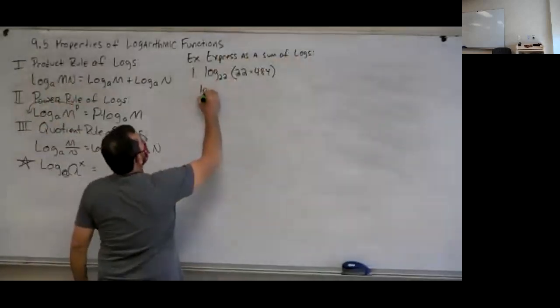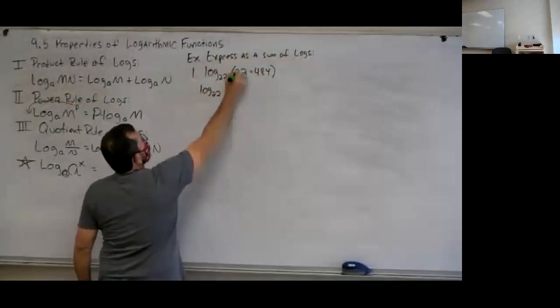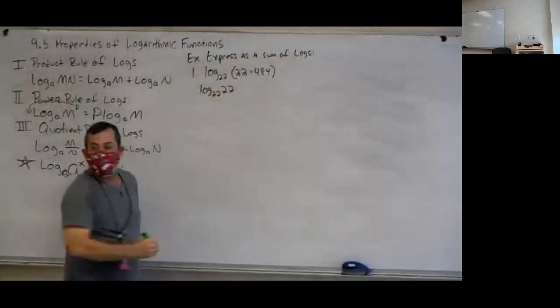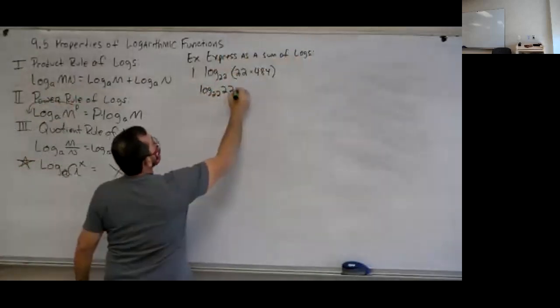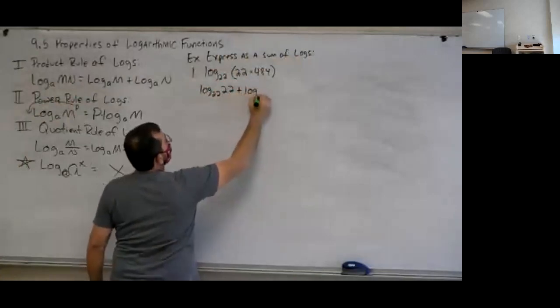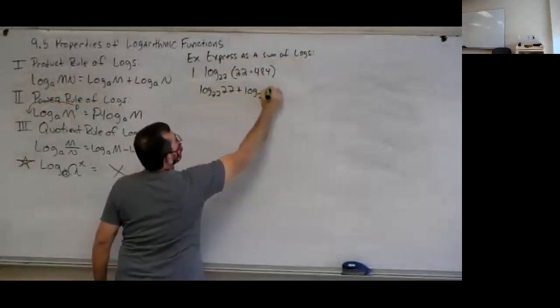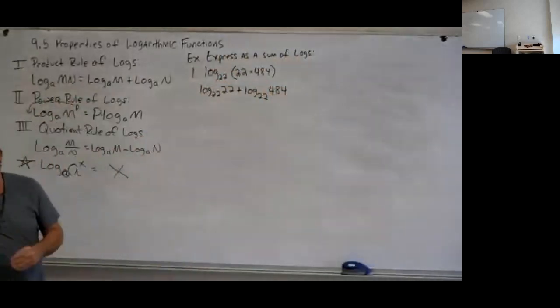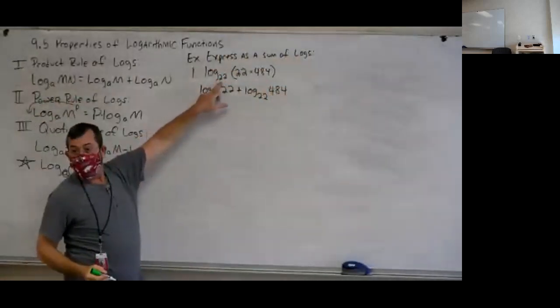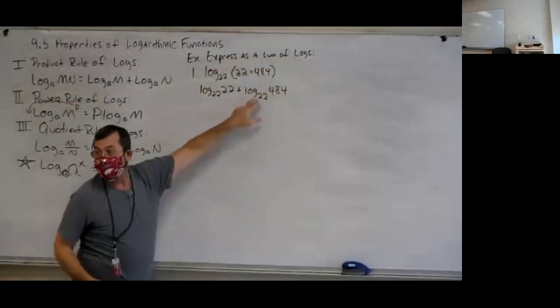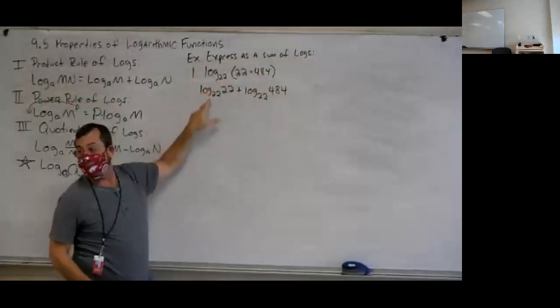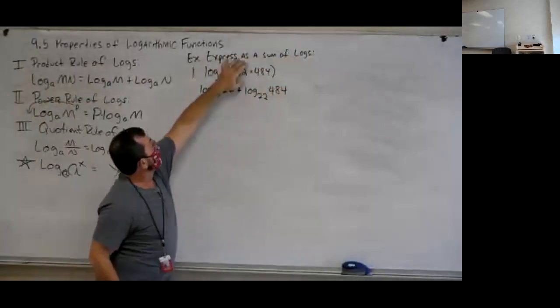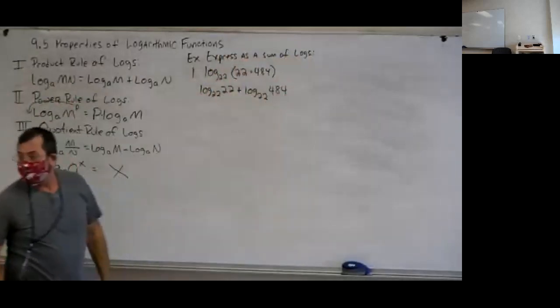So I got log 22 of 22 plus I got log 22 of 484. Now, the trick on this, whatever the log base is here, both of these have to have that same log base of the 22 on them, okay? And then you just separate the factors out by the add.